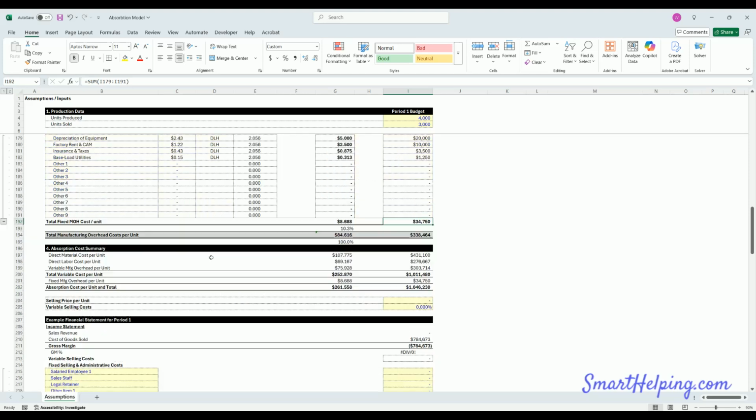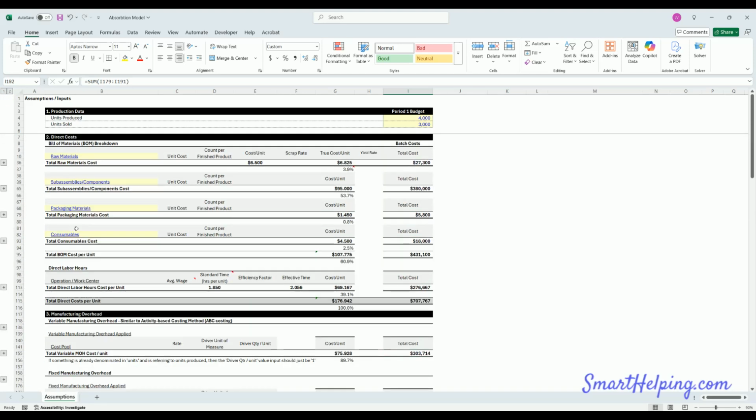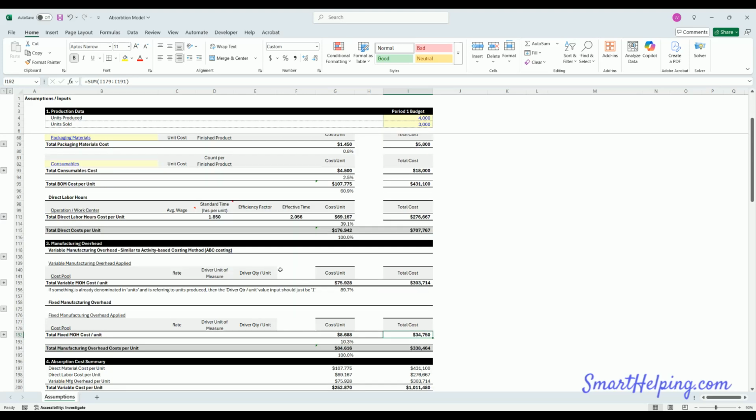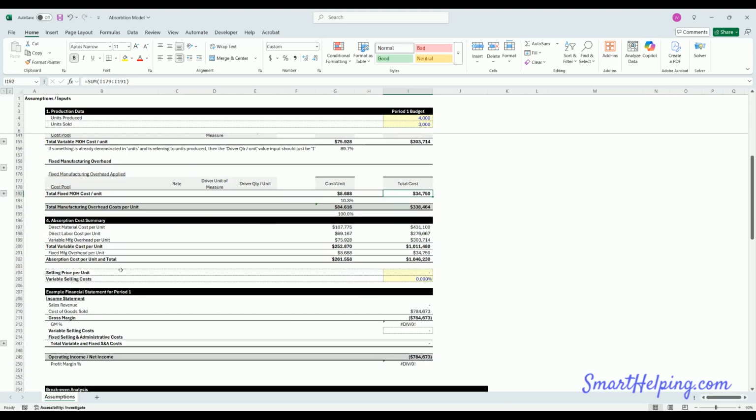And now, if I minimize all the stuff up top, we now have an absorption cost summary. So we can see direct materials is costing us $107 a unit, and direct labor is costing us $69. And variable manufacturing overhead is $75. Now those are the three variable items. So we say, okay, our total variable cost is $252.